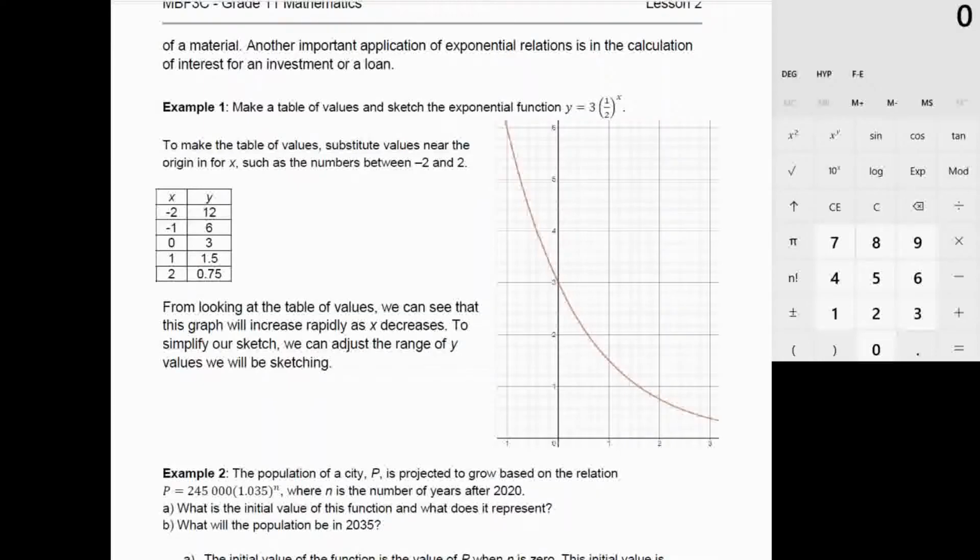As I graph that, you'll see that it's an exponential decay relationship. I cross the y-axis at (0, 3). At 1, I'm at 1 and 1/2 for y, and at -1, I'm at 6. So using those 3 points, I can sketch this curve.